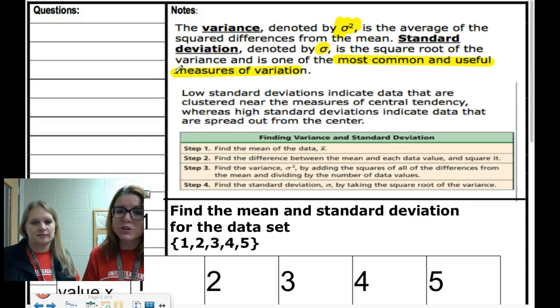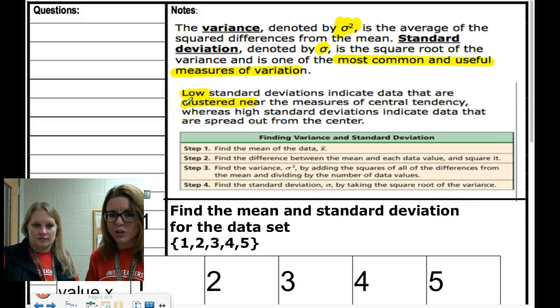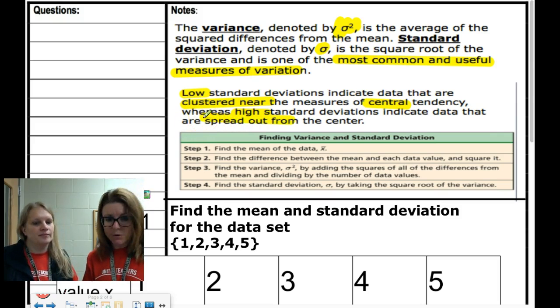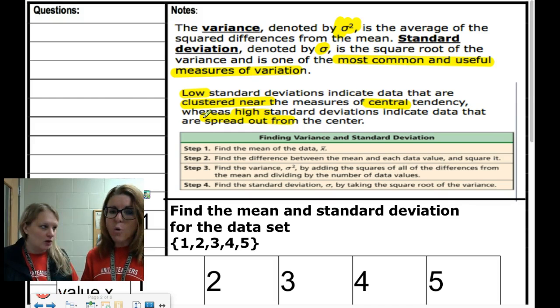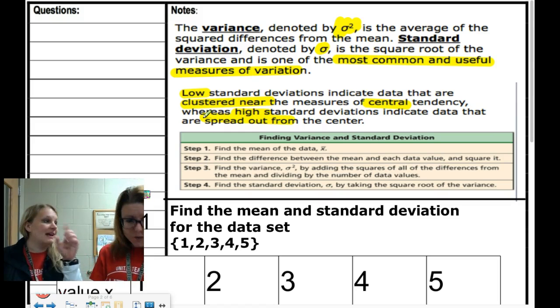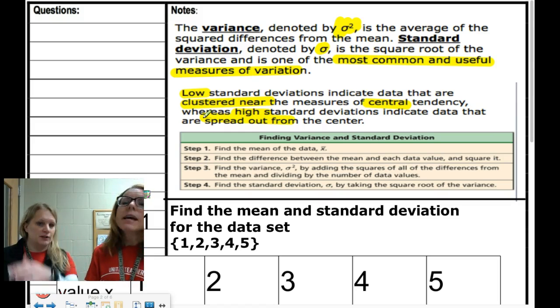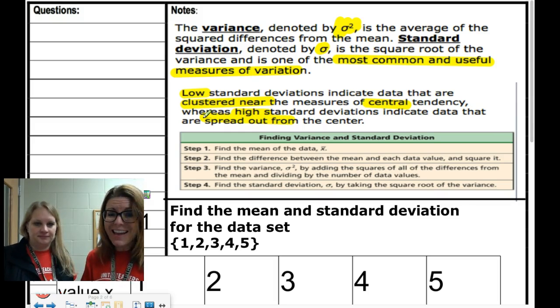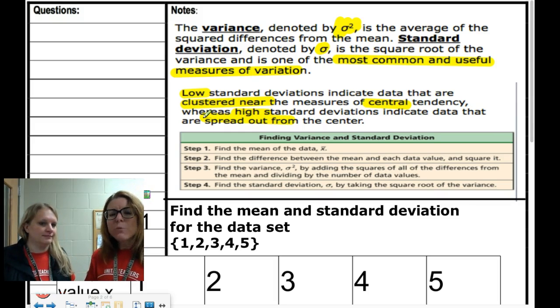A low standard deviation indicates that data is clustered near the center, whereas high standard deviation indicates that the data is very spread out. So if you are a statistician looking at numbers, you want a low standard deviation. That means you have good data, the numbers are close together, like that first set we had: 19, 20, 21. If your standard deviation is high, I would not put a lot of credibility into the numbers you've collected, because the numbers are all over the place.